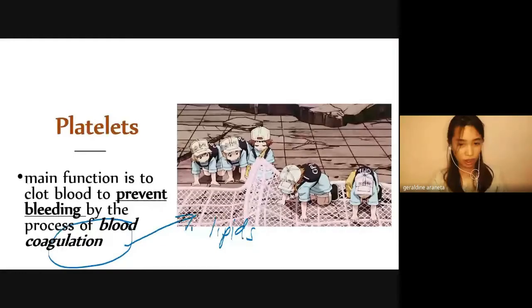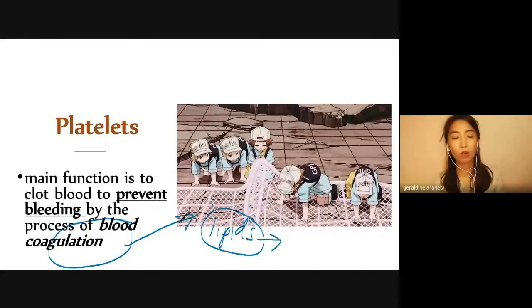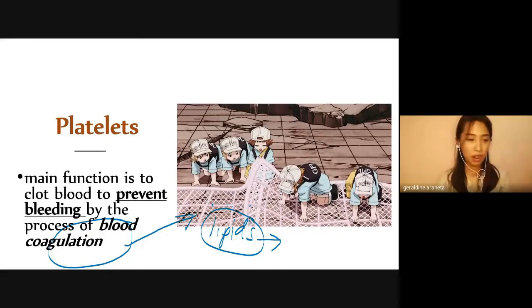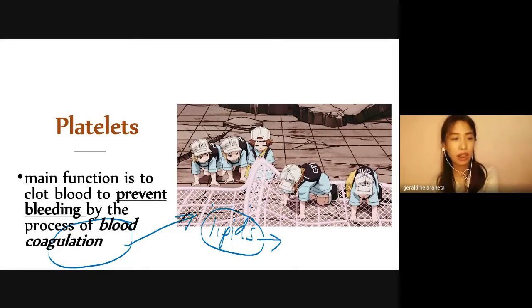So, the main function of the platelets is to clot blood to prevent bleeding by the process of blood coagulation. So, these are what we call lipids. So, yung lipids na yan, pinoproduce yan ng platelets. So, para saan to? Para kapag ang isang person ay nagkaroon ng sugat or nagkaroon ng cut sa skin nila or other organs in the body, ang gagawin ni platelets is magka-clot ng blood.